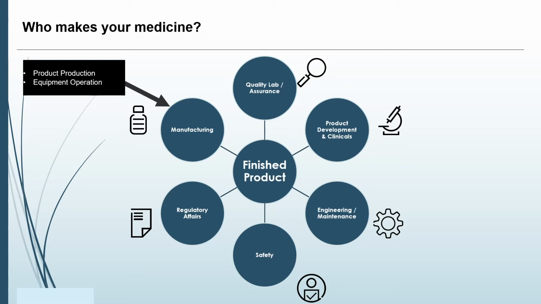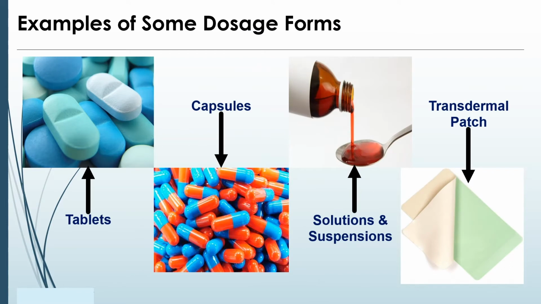Now, let's take a look at some of the different kinds of dosage forms. There are many dosage forms within the pharmaceutical industry and that are made throughout the world. Here is an example of 4 dosage forms. Many, if not all of these, you may already be familiar with. Tablets are one of the most common dosage forms. This is the dosage form manufacturing process I will be discussing today.